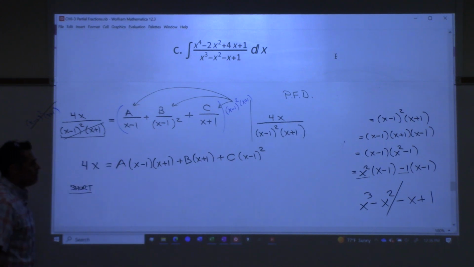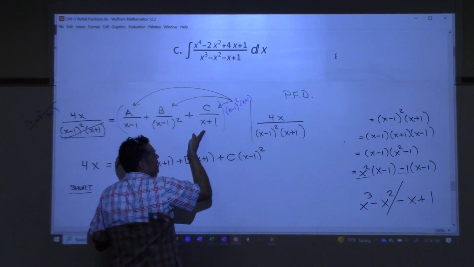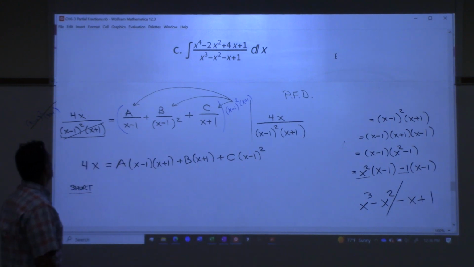Yes? Wouldn't that be C times x minus 1 cubed? This is canceling, right? This is on the top and it's canceling. I'm not sure where you're getting x minus 1 cubed from. Okay, no, I know I did. You sure? Yeah, I know I did. Okay. Yeah.